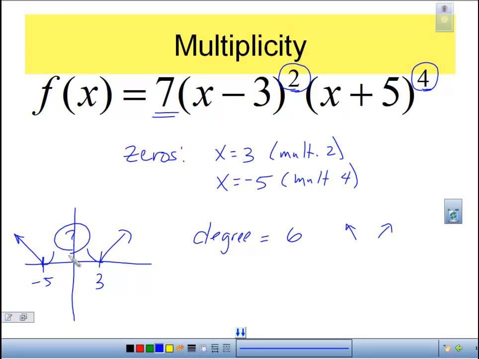I mean, we can know that it's not going to cross through the x-axis because of the zeros that we have, but we don't know exactly what happens in here. So this would be a quick sketch of what we know just based on this simple problem.